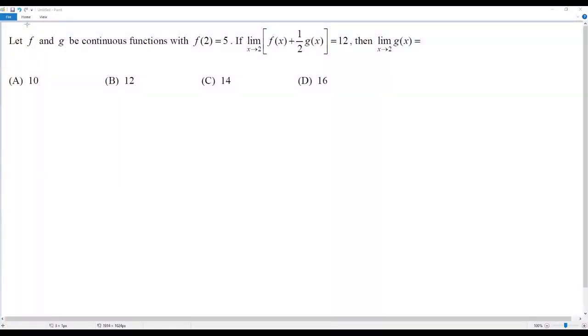Here we have an AP Calculus AB problem. Okay, let's go to the question. Let f and g be continuous functions with f(2) = 5. If the limit as x approaches 2 of f(x) + 1/2 times g(x) equals 12, then find the limit as x approaches 2 of g(x).